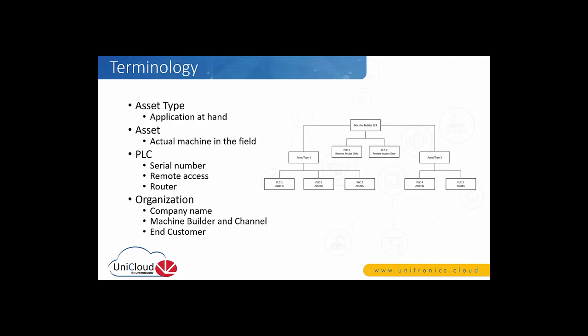The organizational order structure determines what users have access to what within UniCloud. You'll see here on the right an example of a potential structure where assets are added to be able to pass telemetry or be able for remote access only based on the credentials that that particular user has.